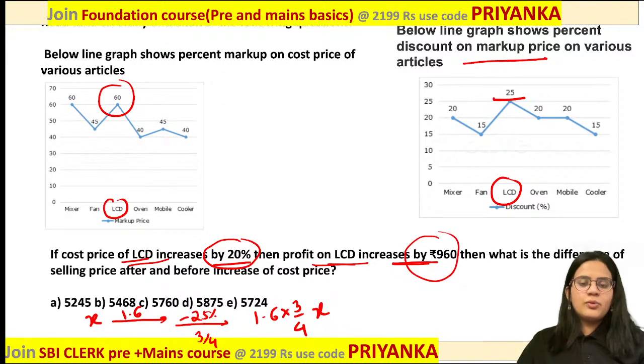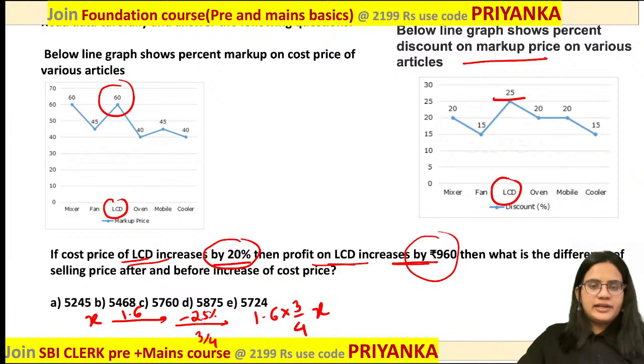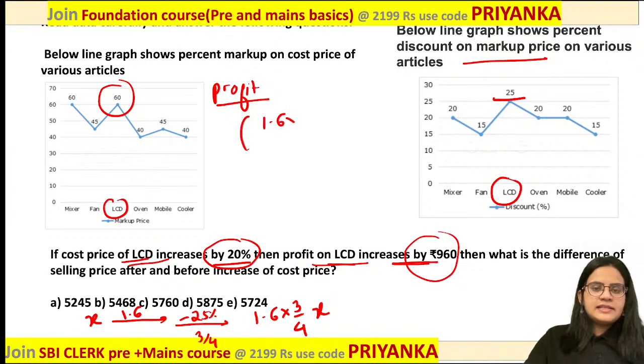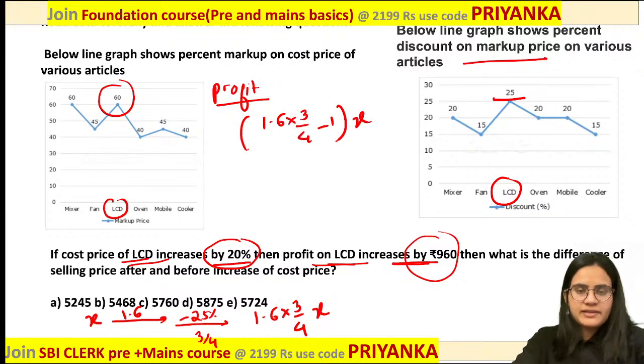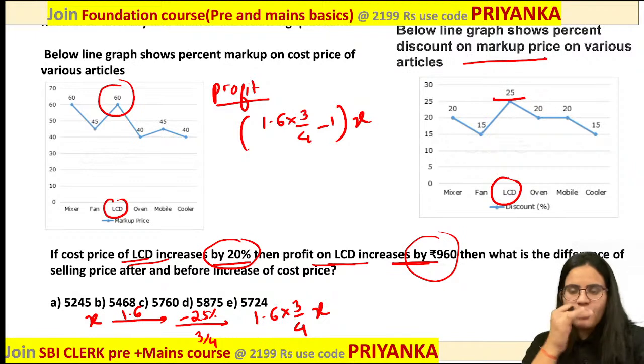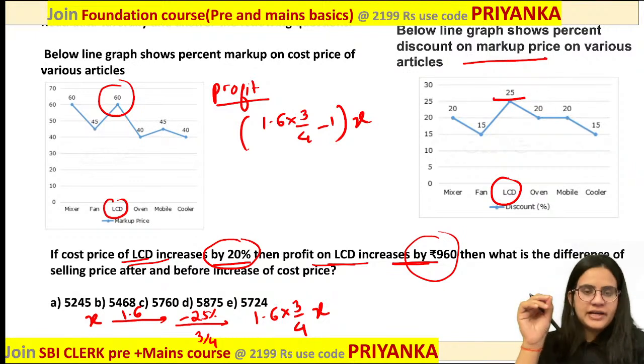by 960 over here. Now if I am calculating the profit, let me talk about the profit over here. All of you please pay attention. If I am talking about the profit in this case, what would be the profit? 1.6 into 3 by 4 minus 1 would be the profit of the cost price. Are you getting my point over here? So I have written the multiplication factor minus the original price over here.